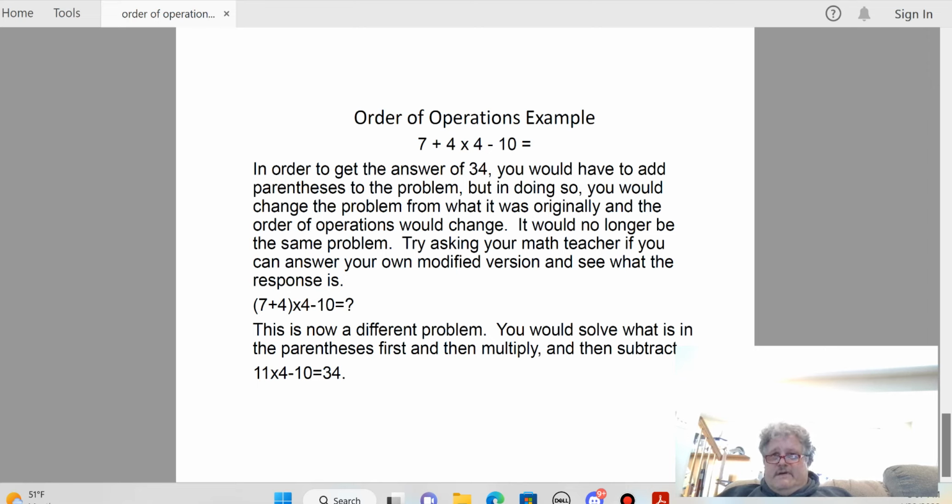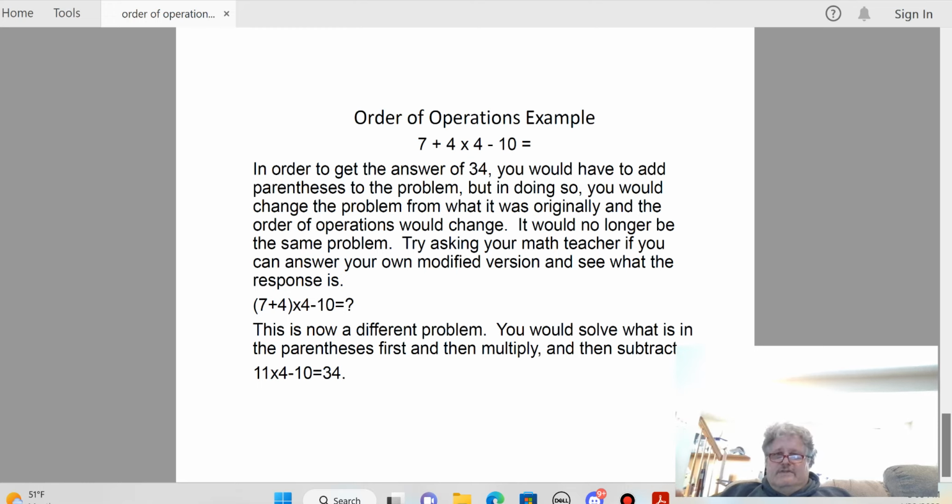Yeah, to really get 34, you would actually have to add parentheses to the problem if you're going to do it right. But in doing so, you're changing the problem from what it was originally. So in order to get 34, you'd have to put parentheses around the 7 plus 4 and do that first, which would give you 7 plus 4 is 11. 11 times 4 is 44. 44 minus 10 is 34.